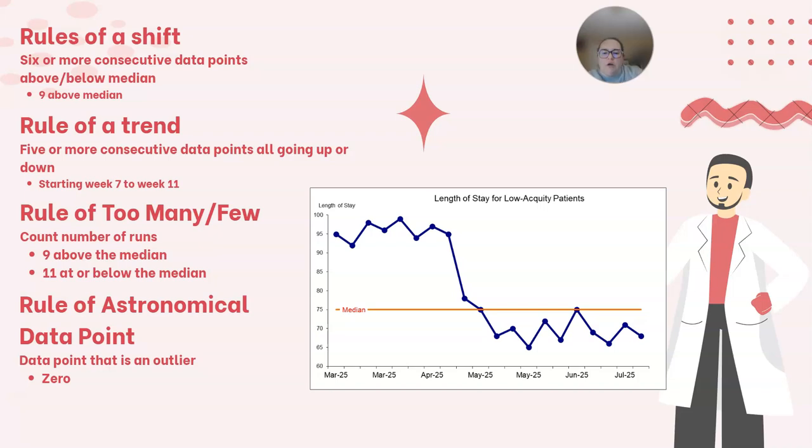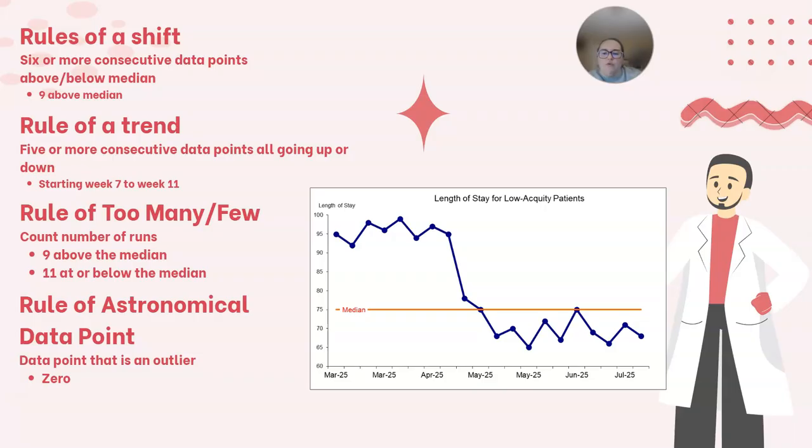Rules of a run chart. Rule of a shift is 6 or more consecutive data points without being equal to the median, which we only experienced early on in the study, where we had 9 consecutive points above the median. Rule of a trend, which is 5 or more consecutive data points, all going up or down. We experienced this starting week 7 to week 11 after the intervention, which showed consistent improvement towards lesser time spent in the emergency department.